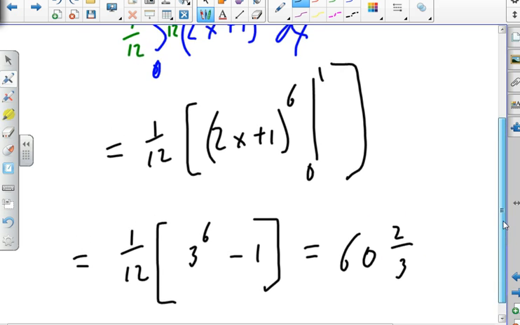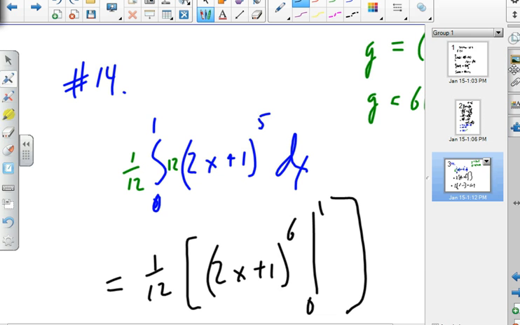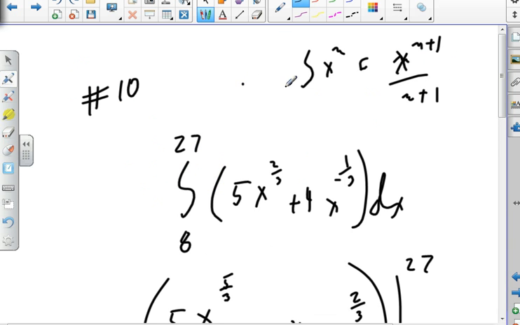Now, because I forgot, but my calculator does this automatically, right? So I could go to second function, interval 0 to 1, and put in 2 times (x plus 1) raised to the 5th, and just hit enter, and it'll give me an answer of 60 2/3. So my calculator would have given me an answer of 60 2/3. And if I go back to the first problem, I can do the same thing.